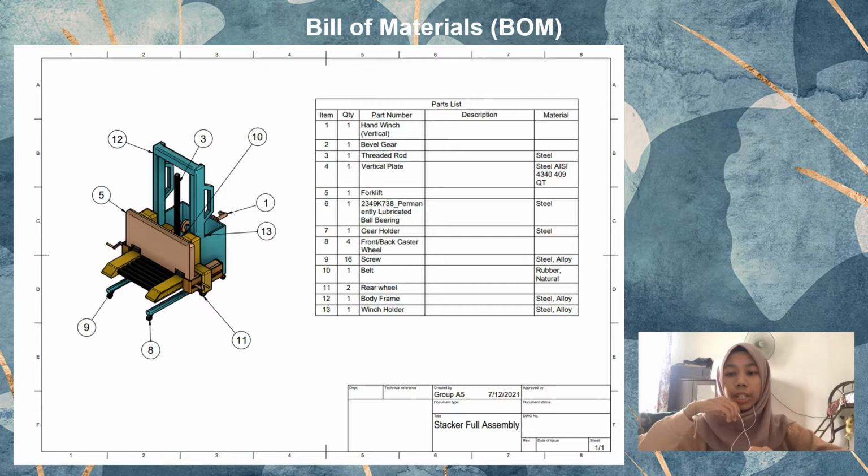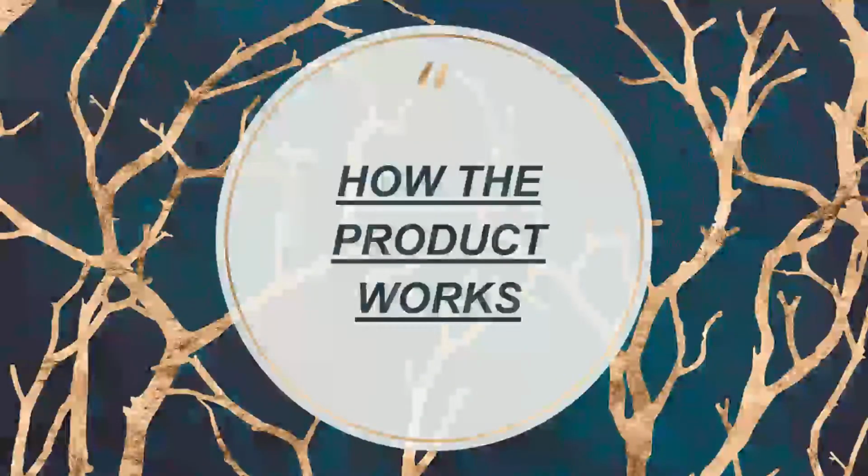Next is our hand winch. We use polished stainless steel for its material. And lastly is the most important part, which is the forklift. We use aluminium and a very tough steel as the material. It is used due to their toughness and its high tensile and yield strength, which is suitable for lifting the loads.